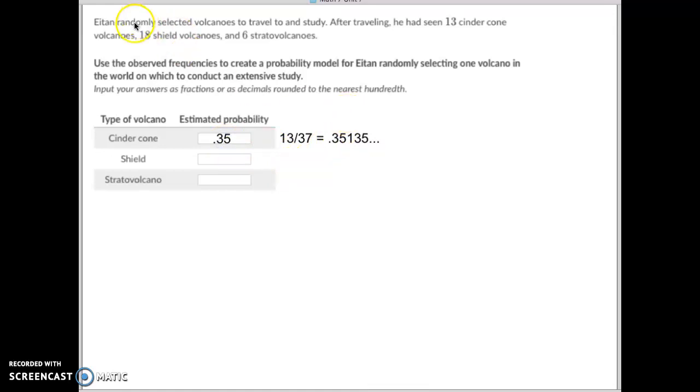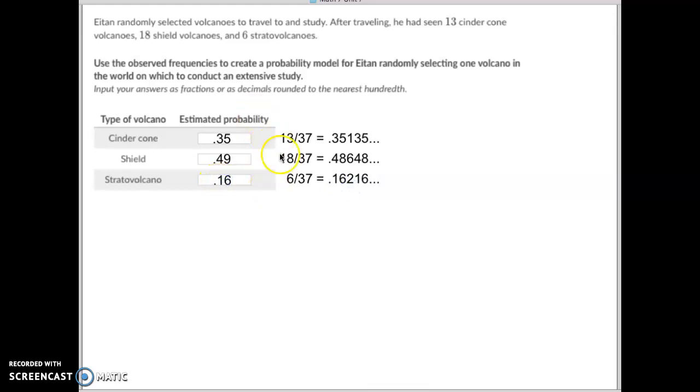Now we're going to do the same thing for shield. We had 18 shield volcanoes, so we take 18 divided by the total of 37. 18 divided by 37 is 0.48648. Again, rounding to the nearest hundredth, here's our hundredth, but what will the 6 tell the 8 to do? The 6 is a 5 or greater, so it's going to tell it to round up to 49. So we round that up to 0.49. Then for the stratovolcano, 6 divided by 37 comes to 0.16216 dot dot dot. The 2 next to the 6 tells it to stay the same, so 0.16.